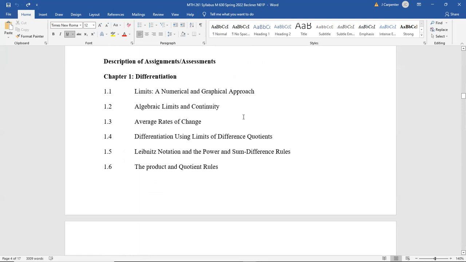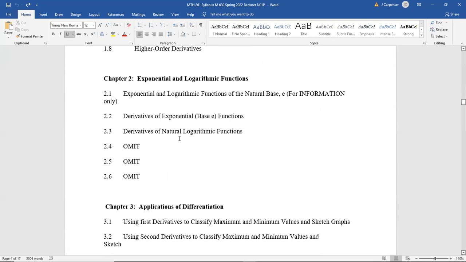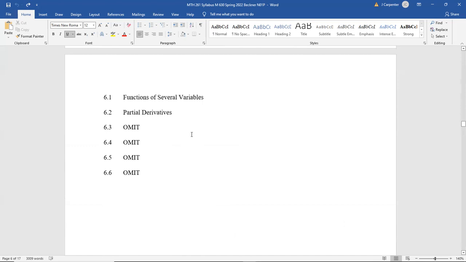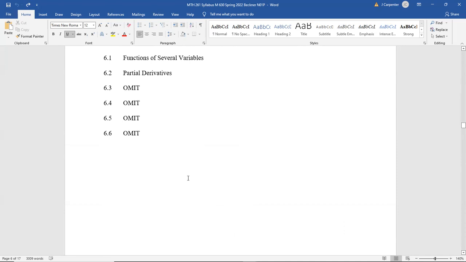All right. So chapter one, differentiation, limits and derivatives, basically. Chapter two, more derivative stuff. I'm not going to call all of these. Chapter three, applications. Chapter four, integration. Chapter five, applications. Chapter six, if we get to it, we should get to it, functions of several variables. You'll see a lot of sections get omitted. We actually omit some material from some sections as well.